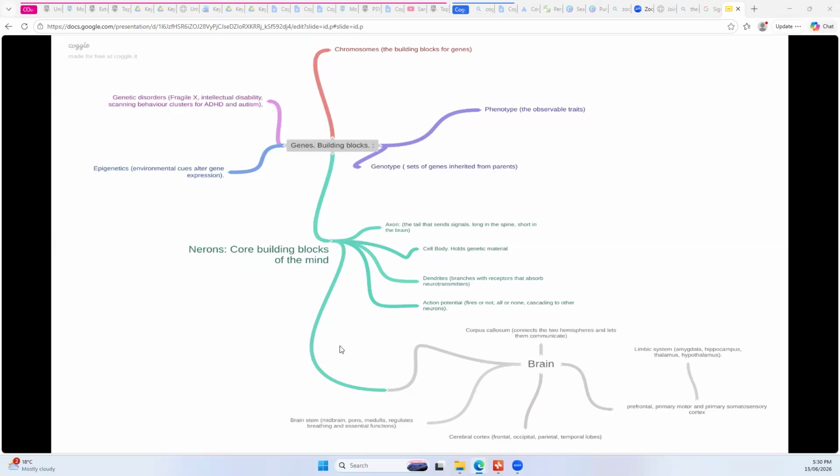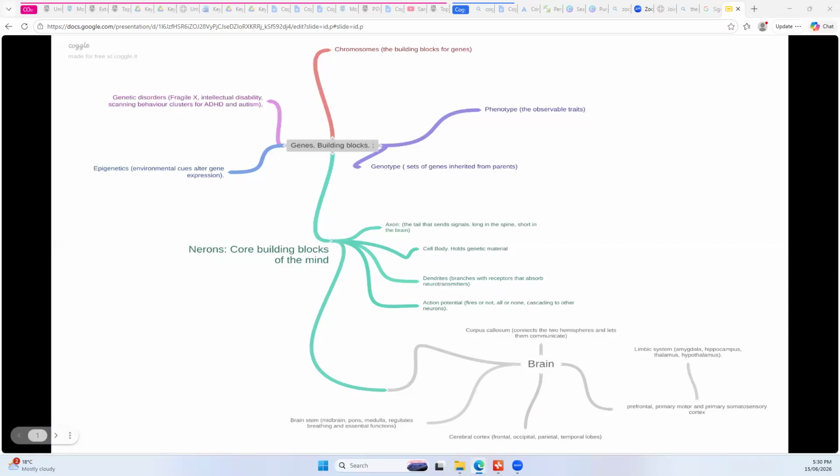and other specific regions: prefrontal cortex, motor cortex, primary somatosensory cortex. I also included the corpus callosum, the bridge that connects the two hemispheres and lets them communicate. So ordering from the brainstem upwards helped me see it as layers that were built on top of each other.